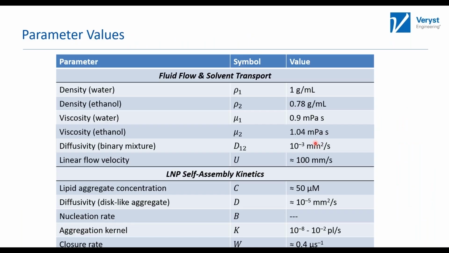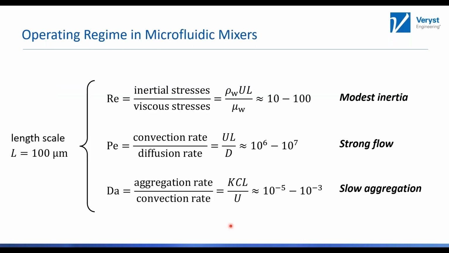Here are some of the parameters that are important in both the solvent transport and the self-assembly kinetics. The top set of parameters are familiar to anyone who has done microfluidics. The bottom set of parameters are important for the kinetics, and typically these either have to be inferred from experiment, guided by physical intuition, or turned to the literature to find some good estimates for these values. And these can vary widely depending on the particular lipid type and also the particular solvent system that you're working with. It's also useful to characterize some of the important dimensionless groups in this system.